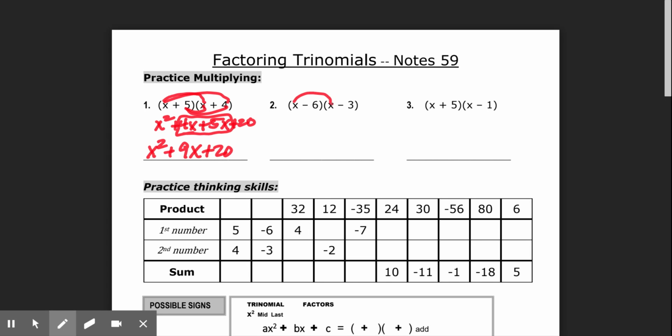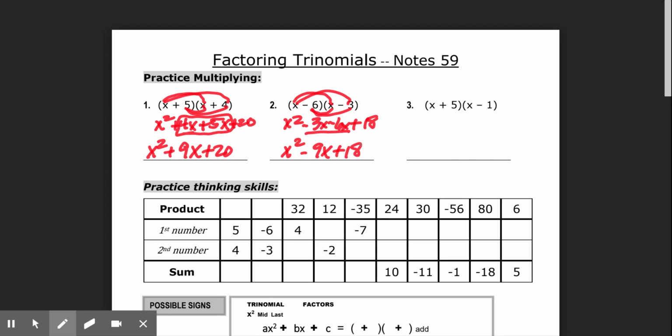Over here on problem 2, you have x squared. Negative 3 times x is negative 3x. Negative 6 times x is negative 6x. Negative 6 times negative 3 is positive 18. Same signs add and keep. So x squared minus 9x plus 18.